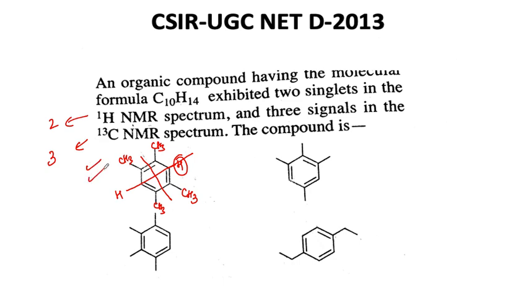So the answer is option A itself. We are having 2 proton signals and 3 C13 carbon signals. Now let's check option B also. We have done it already, ticked, and answer A is correct.